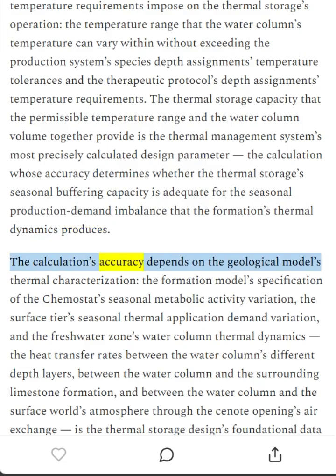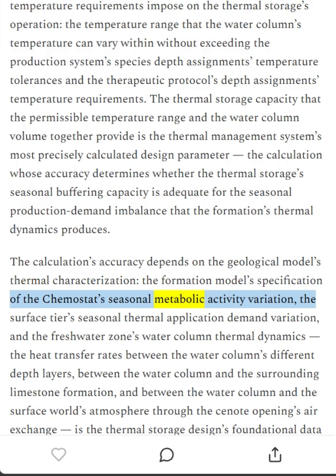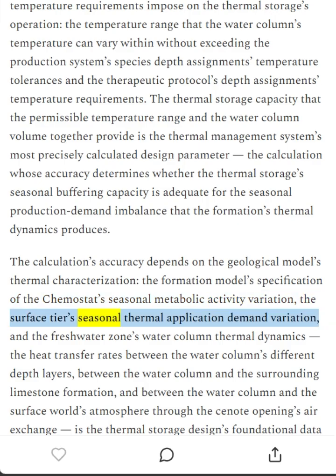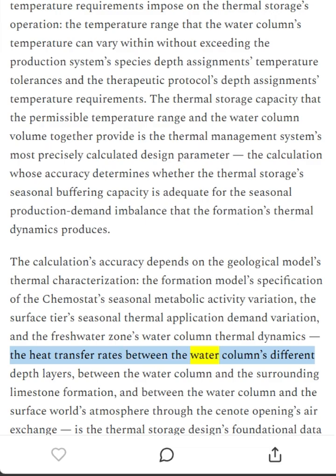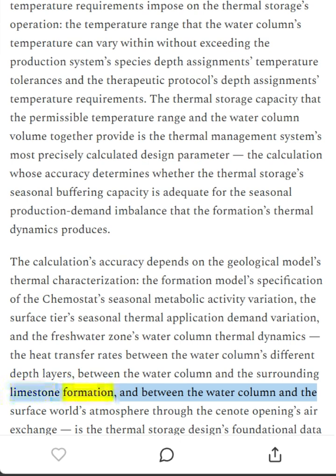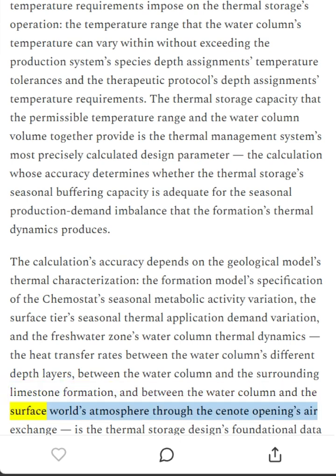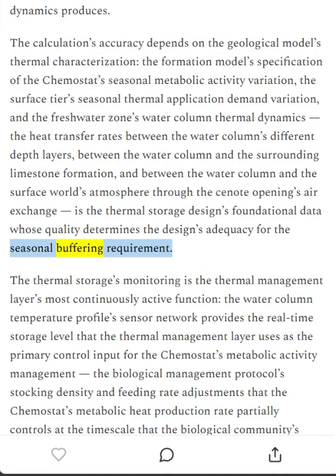The calculation's accuracy depends on the geological model's thermal characterization, the formation model's specification of the chemostat's seasonal metabolic activity variation, the surface tier's seasonal thermal application demand variation, and the freshwater zone's water column thermal dynamics, the heat transfer rates between the water column's different depth layers, between the water column and the surrounding limestone formation, and between the water column and the surface worlds. Atmosphere through the cenote openings air exchange is the thermal storage design's foundational data whose quality determines the design's adequacy for the seasonal buffering requirement.